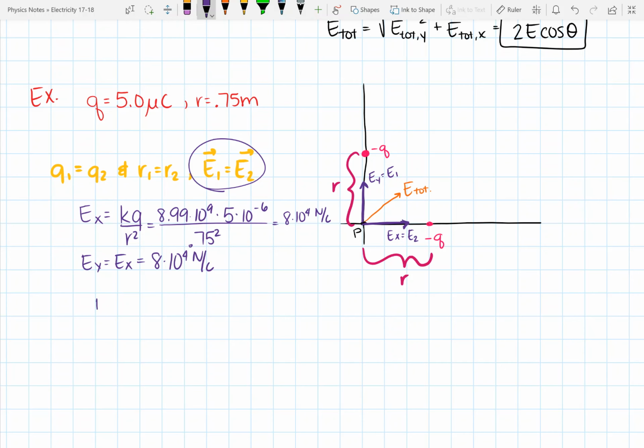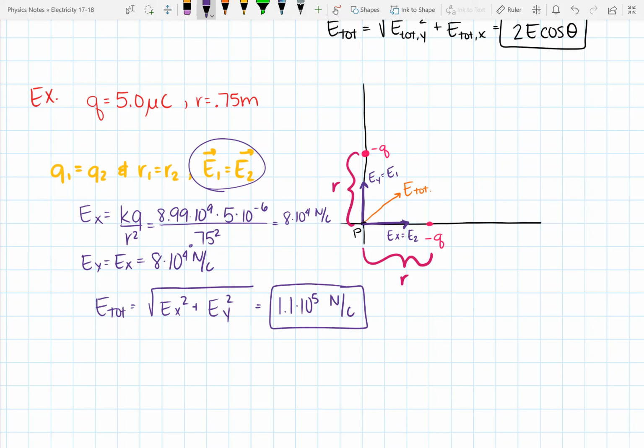Now, to find the totals, remember, I do the square root of EX squared plus EY squared. And I would find that I have 1.1 times 10 to the 5th newtons per coulomb. Alright, so we have some rules for drawing field lines that we're going to talk about real quick, and then we will be wrapping up this section.